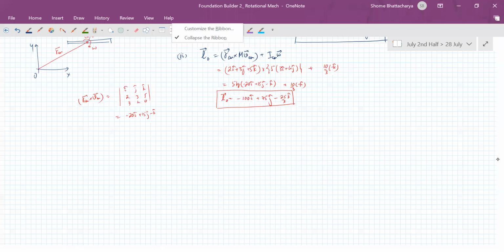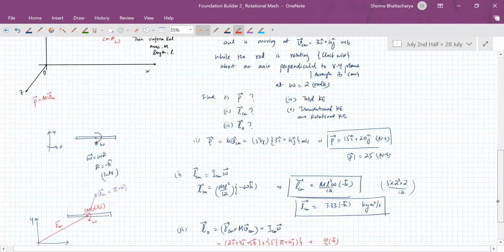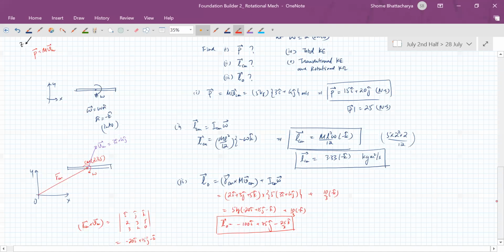Now let's turn our attention to the kinetic energies, the last part of the question. So the translational kinetic energy is this much. The rotational kinetic energy is this much. And the total kinetic energy is just the sum of the translational kinetic energy plus the rotational kinetic energy. So this is a scalar calculation. It's not as difficult as the angular momentum one, which involves a vector cross product.